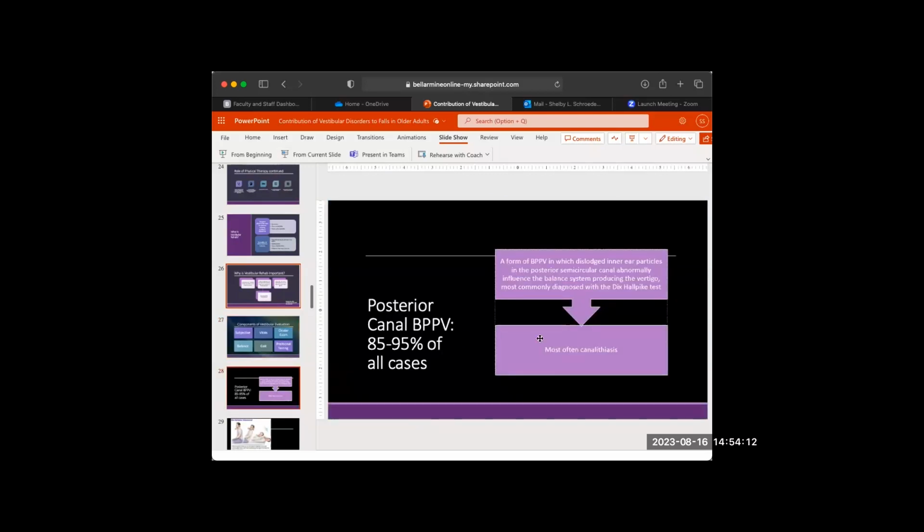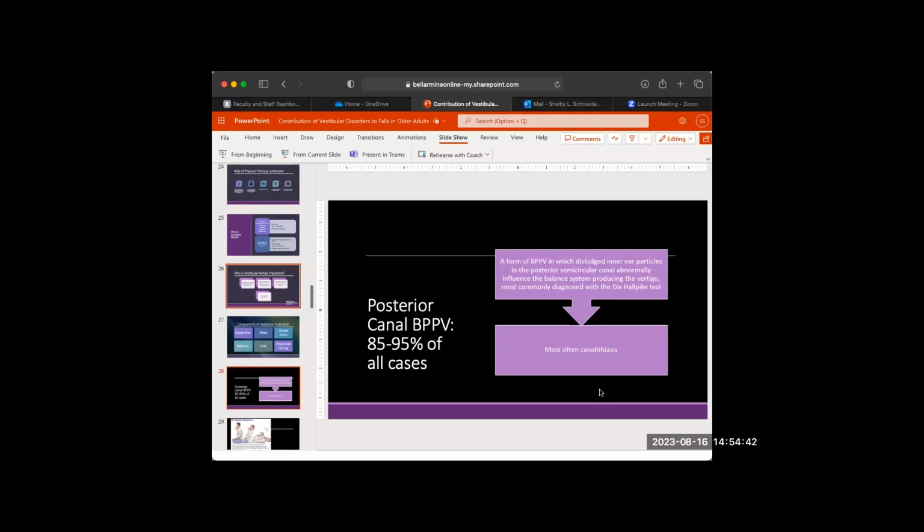Now, the posterior canal, I showed you the picture of what the semicircular canals look like. One of them is called the posterior canal. And based on gravity and the positions that our head is in regularly, specifically sleeping and laying on our side, the posterior canal is what's most likely to be involved. So dislodged inner ear particles abnormally influence the balance system, producing vertigo.